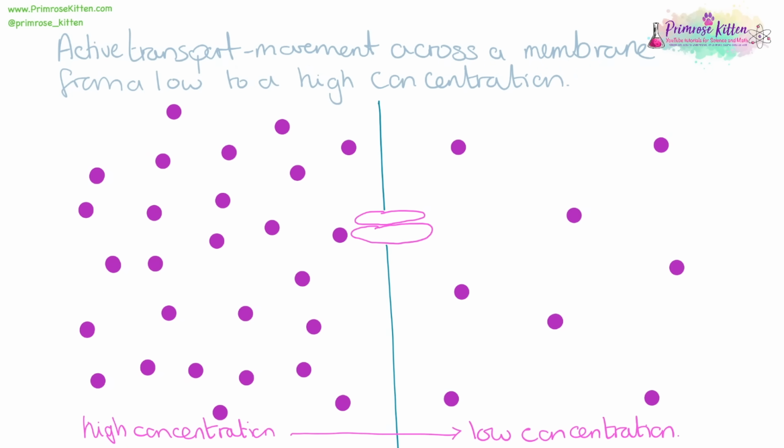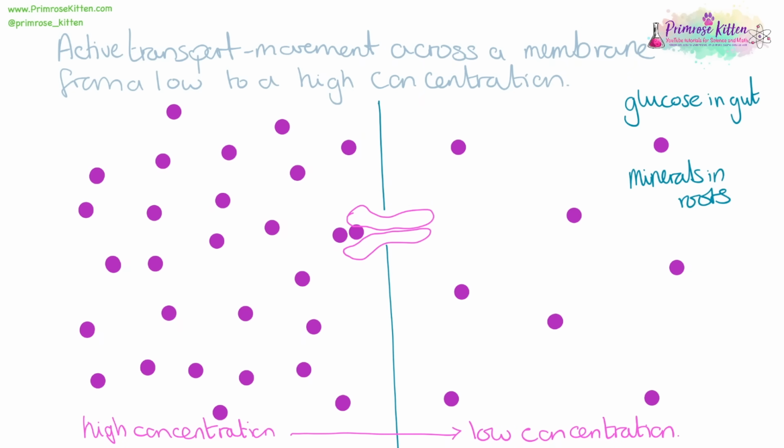Active transport, again, is the movement across a membrane, but this time from a low concentration to a high concentration, against the concentration gradient. So our channel, or active transport channel, is going to pick up something that it wants. It is then going to move that through the channel to the other side. This could happen, for example, when we're talking about glucose in the gut or minerals in roots.